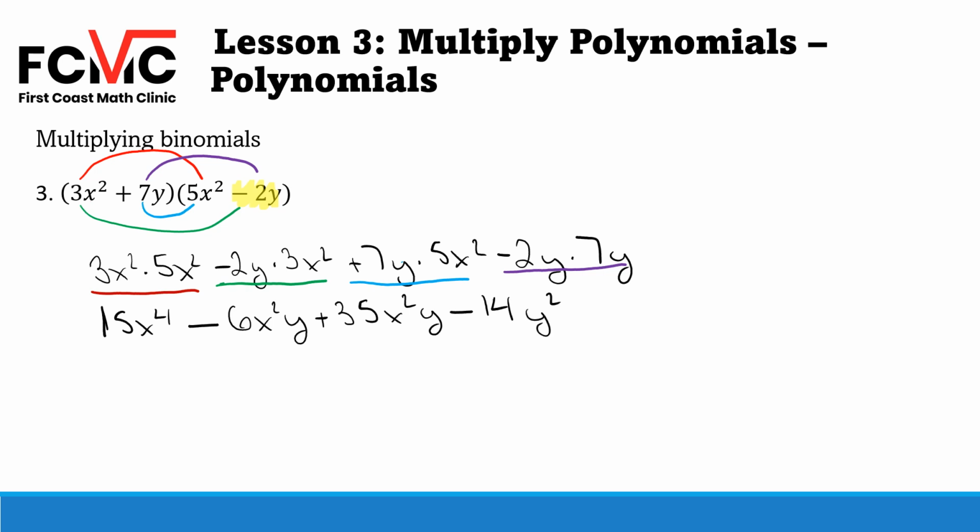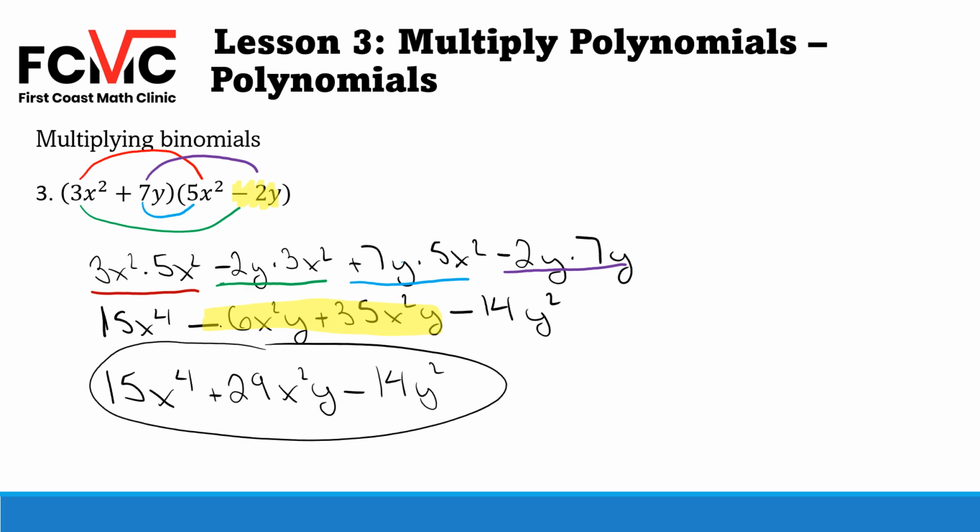All right, now we notice our like terms are here, same power raised to the same exponent, x to the second power, y to the first power. So our last step, we get 15x to the fourth plus 29x squared y minus 14y squared. Negative 6 plus 35 is going to give us positive 29. All right, and this is going to be our final answer.